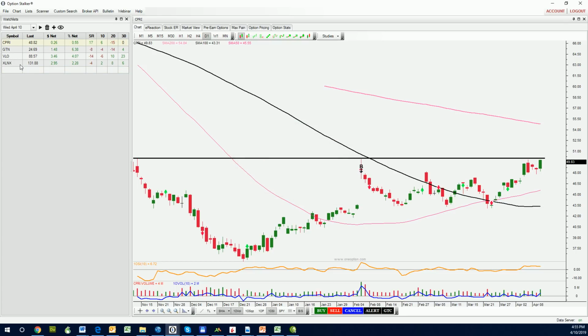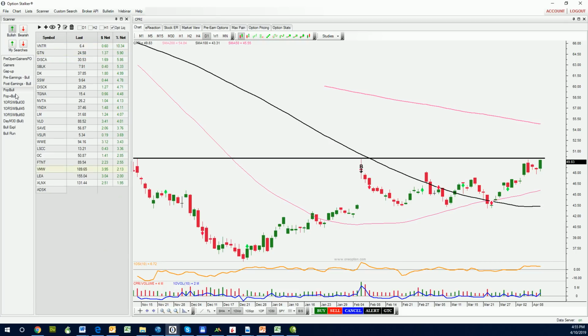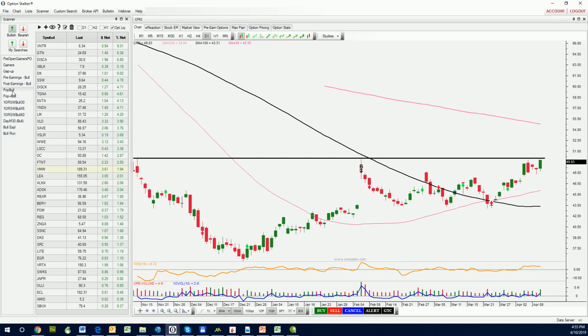And the reason that I do this is I want you to know that this approach works. This is a systematic approach. It's so easy to find these stocks. I could just come in and run pop bull every single week. I've configured this search so that the stocks that I like to trade that are high probability come up. So that's really all I need.